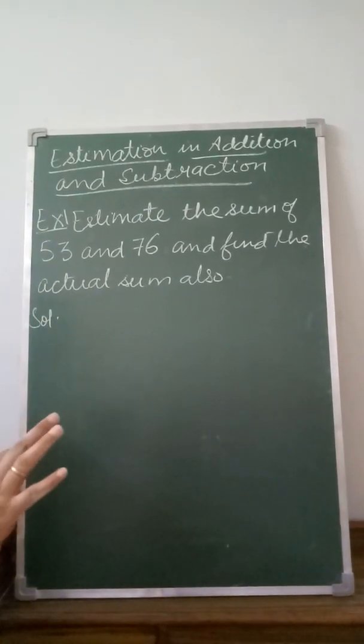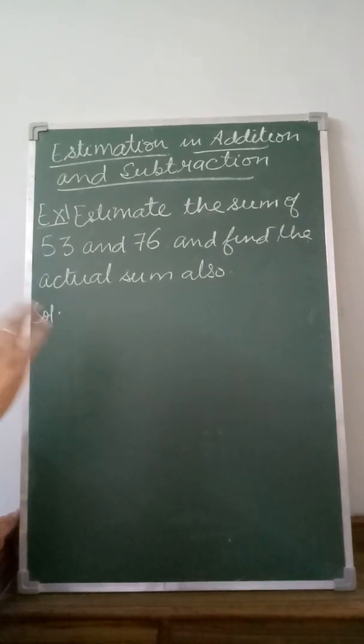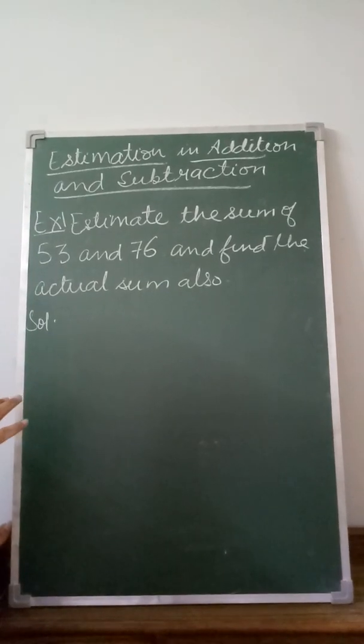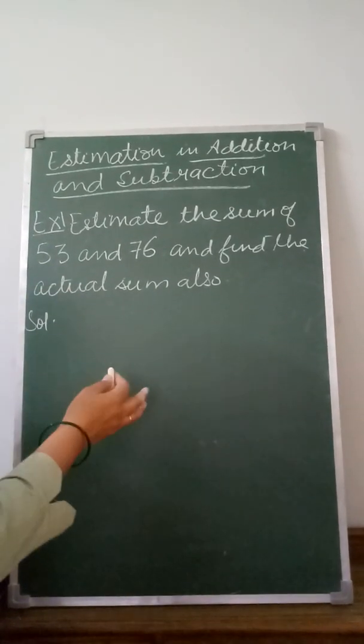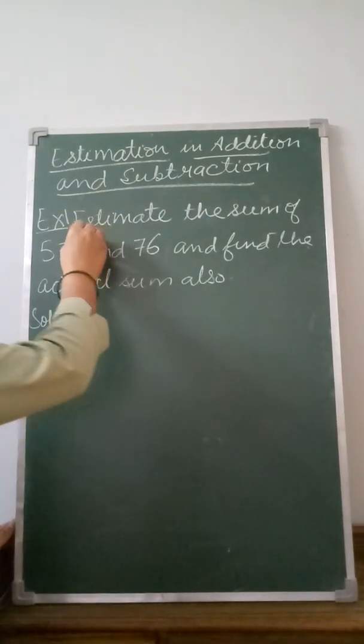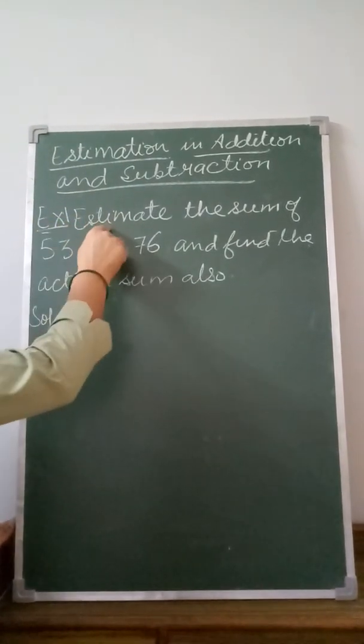Now students, I am going to take this topic again. Now estimation is done. Now I introduce this estimation in addition and subtraction. You know the rules of estimation. Now you have to use those rules while doing the addition and subtraction of two numbers. So the methods are the same. Let me see one example.